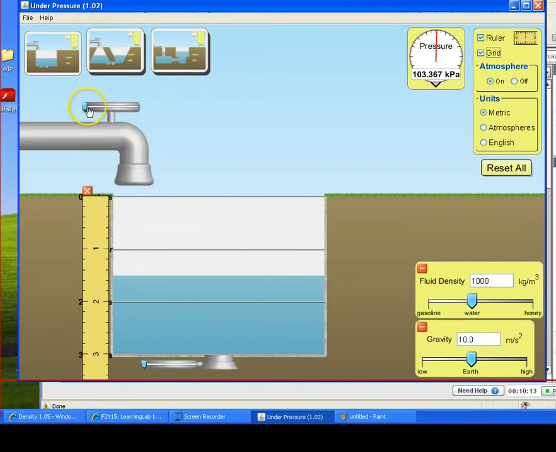The other controls: this control here is the water inlet, or the fluid inlet. This control here is the fluid outlet. Everything clear up to this point? Any trouble?